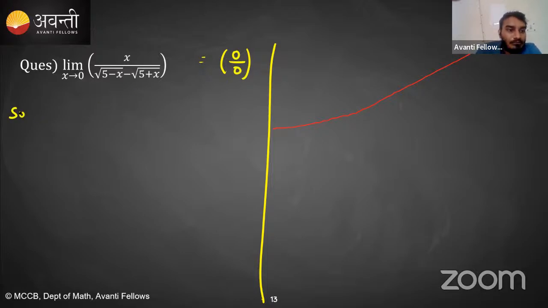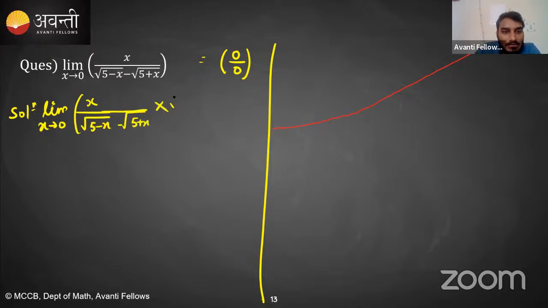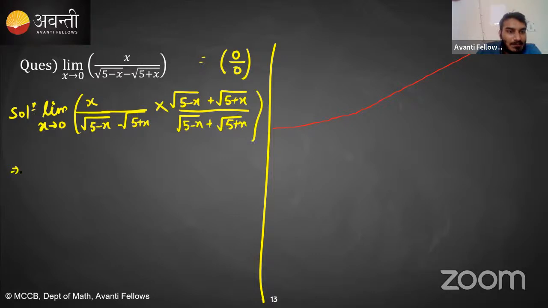Let's see. So this is written as limit x tends to 0, x upon under root of 5 minus x minus under root of 5 plus x. Right? Let's rationalize it. So multiply with under root of 5 minus x plus under root of 5 plus x in the numerator and denominator. We are rationalizing it. Clear?